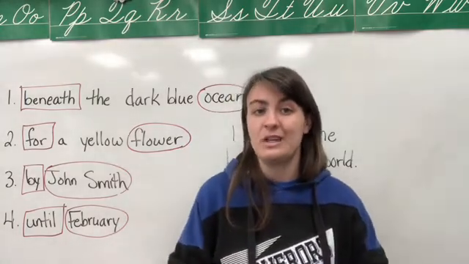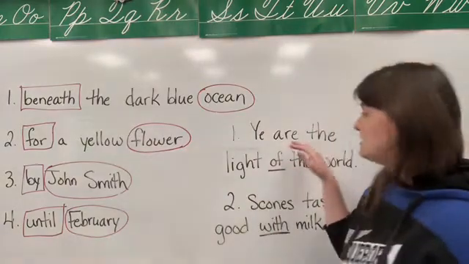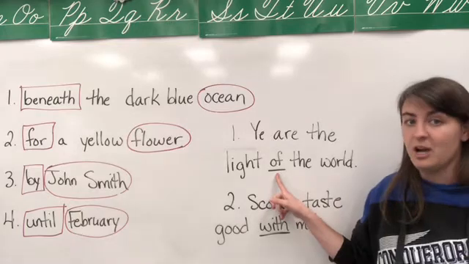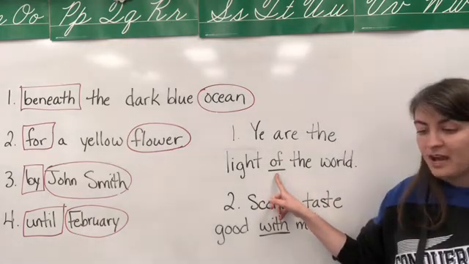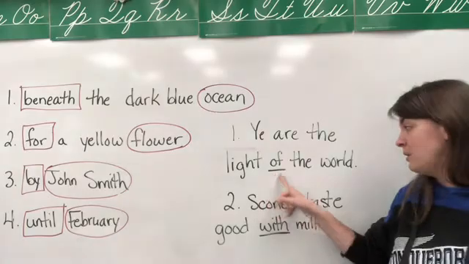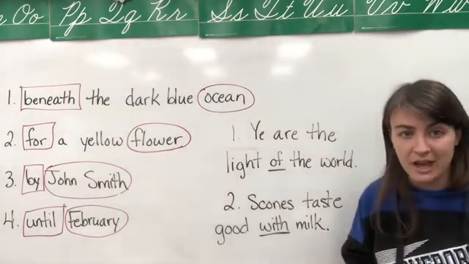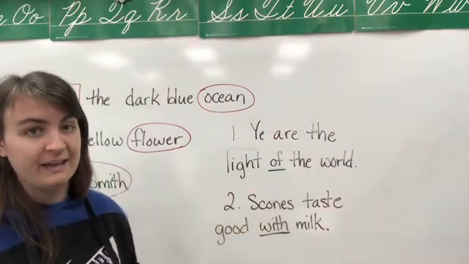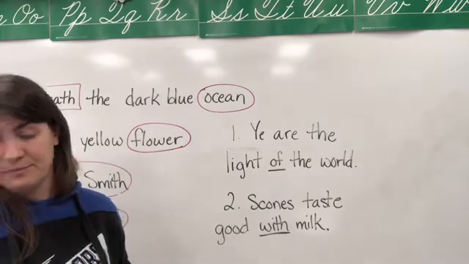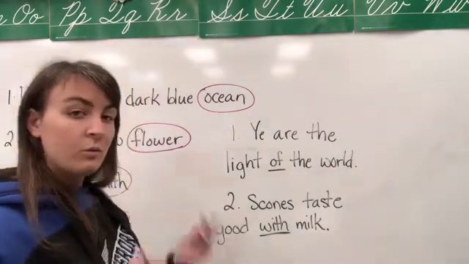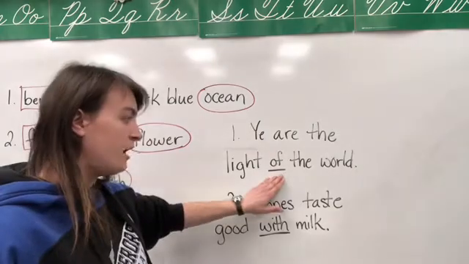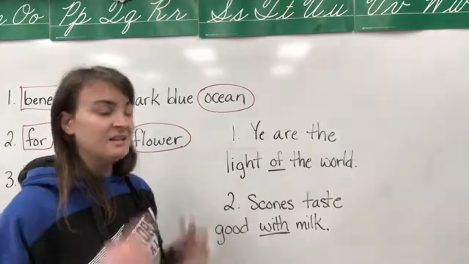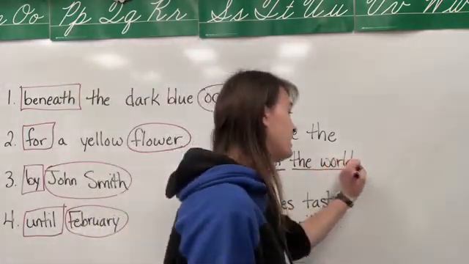Now let's look at what this looks like within an actual sentence. So we've got the sentence here, ye are the light of the world. And we've underlined for you the preposition here to help you find it. So your job is to find the end of this prepositional phrase. Where does the prepositional phrase end? And so your book wants you to underline the rest of the prepositional phrase. It starts with of, and what's the rest of the prepositional phrase? That's right, the world.